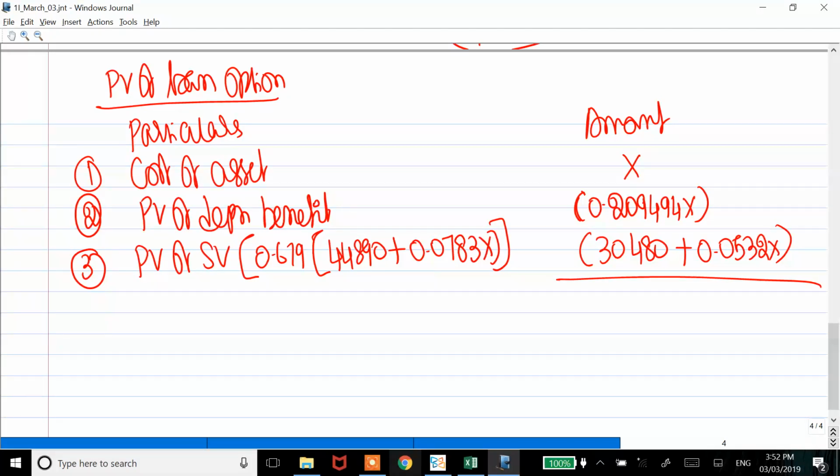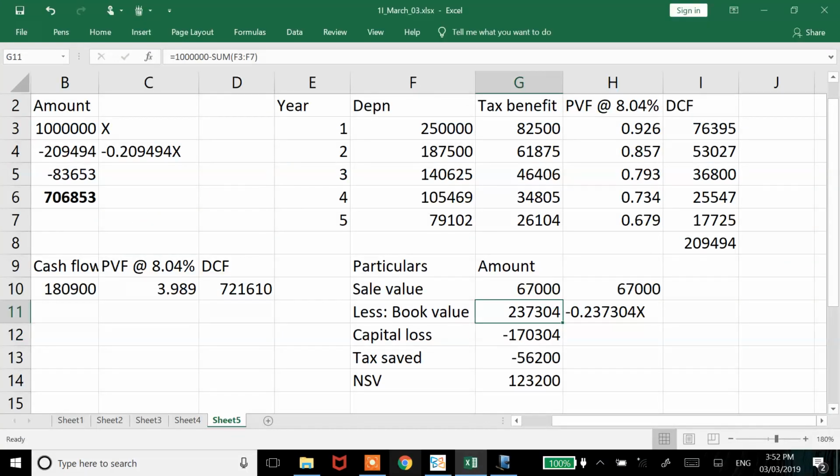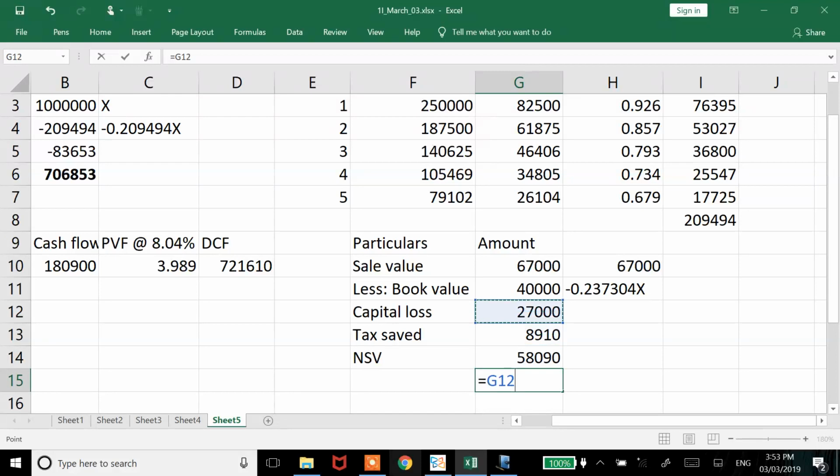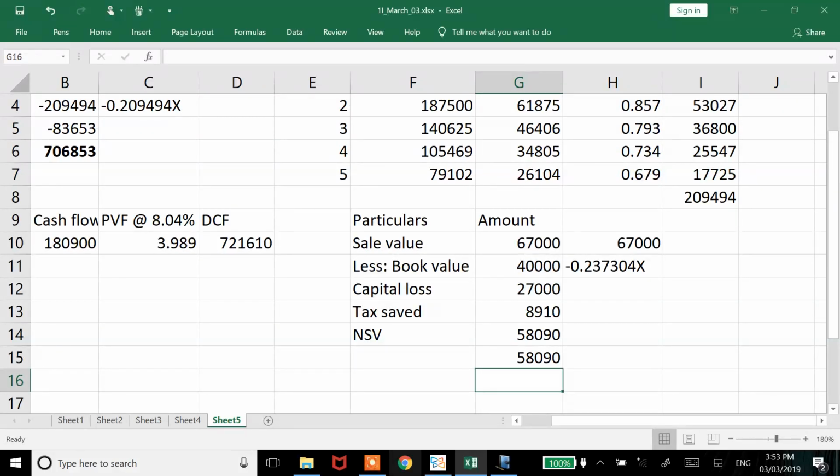It will automatically take that into consideration. If you do 40,000 here, you will have capital gain, so it will say 67% of this plus 33% of this, 58,090. You can even make it as 1 lakh. 1 lakh means it's a loss scenario. It will again pick up 67% of sale value plus 33% of book value.